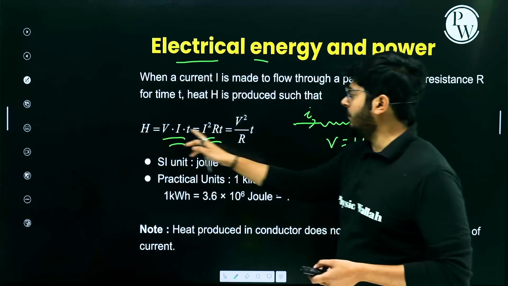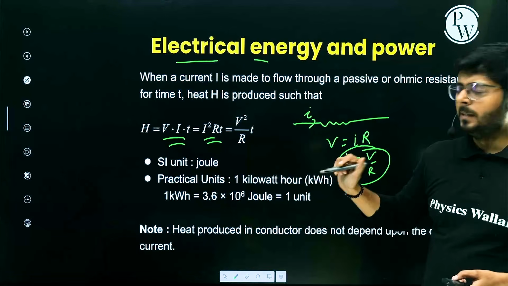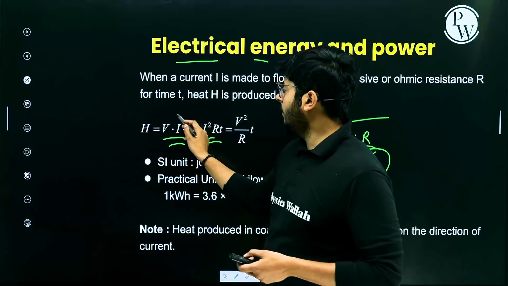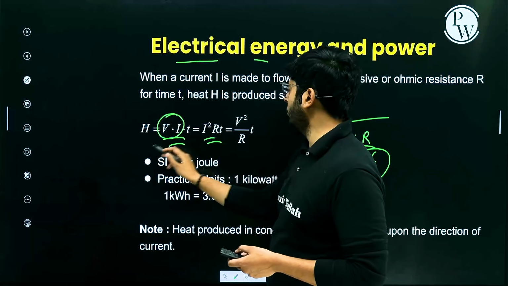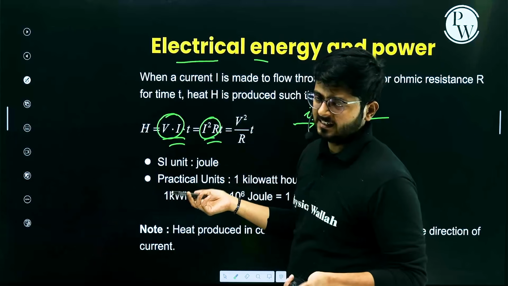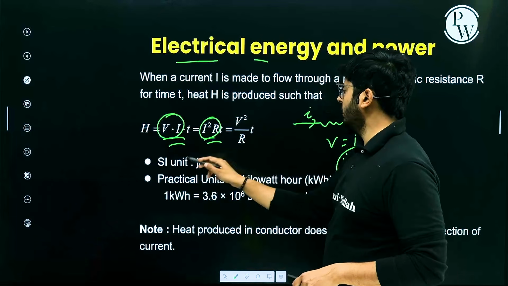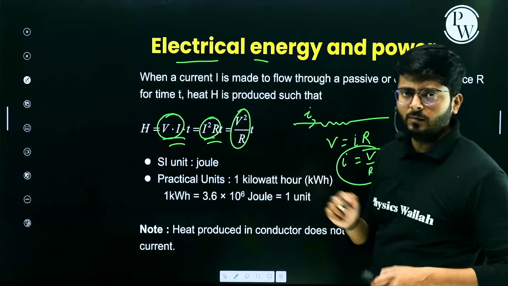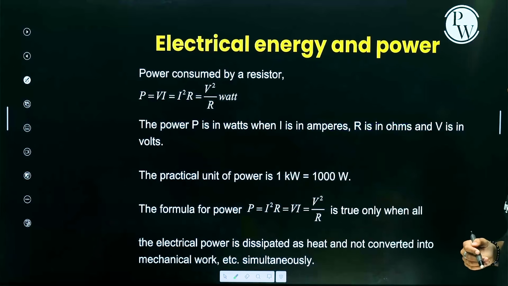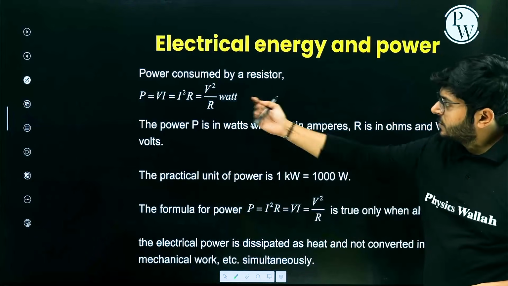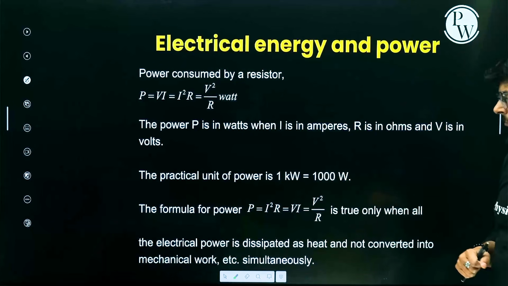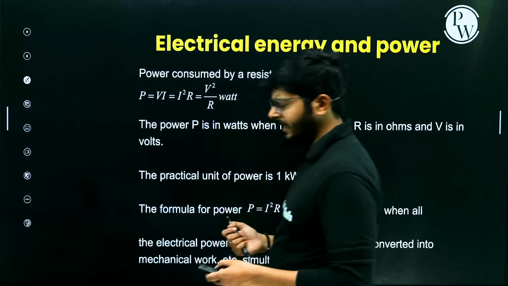So if you take the time out, the remaining term will be the power. So if you take the time out, VI is the power. Take the time out, I square R is another expression of power, or V square upon R is also power. All right. So yeah, these are the expressions for power. The unit of power is watts. So this is a very simple idea.